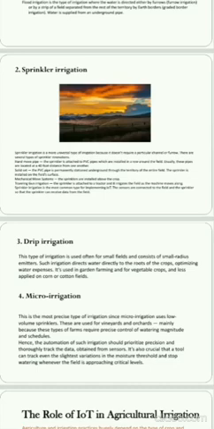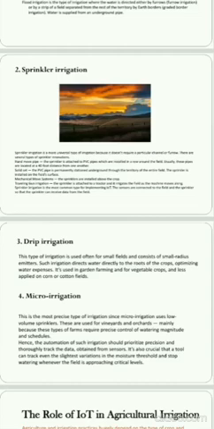Hence, the automation of such irrigation should prioritize precision and truly track the data obtained from sensors. It's also crucial that a tool can track even the slightest variations in the moisture threshold and stop watering whenever the field is approaching critical levels.